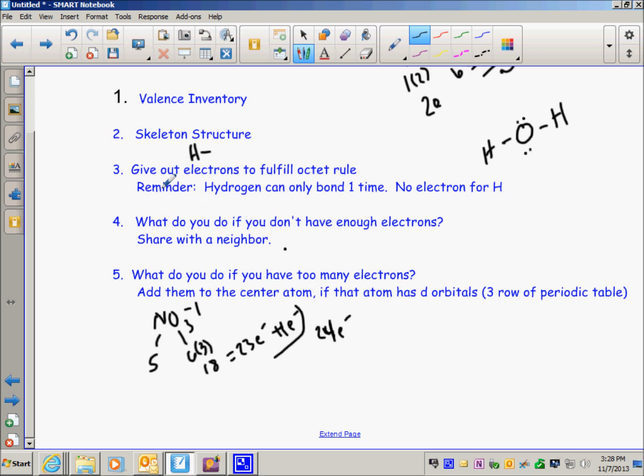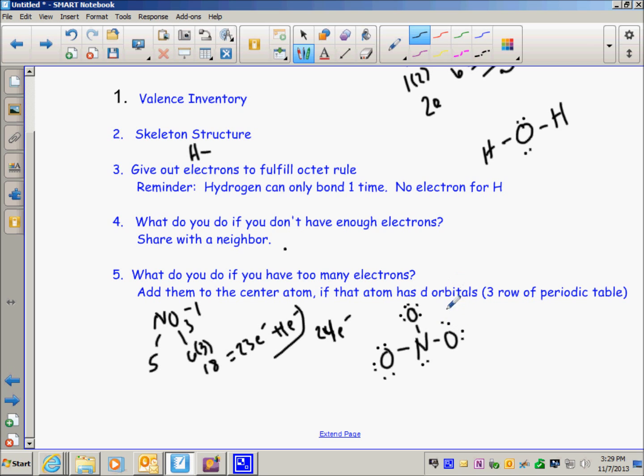Next, skeleton structure. Okay, we have nitrogen in the center, oxygen, oxygen, and oxygen. Now, let's start adding electrons. This is step number 3. I like to fill the central atom first. You don't have to, but I like to. So 2, 4, 6, 8. This guy is now full. I'm going to give everybody 8, and then I'm going to move on to the next atom. 2, 4, 6, 8. I just keep counting. I don't want to exceed past 24. So 2, 4, 6, 8, 10, 12, 14, 16, 18, 20, 22, and 24.